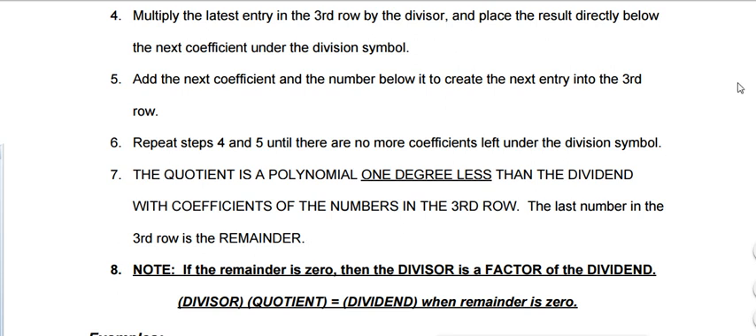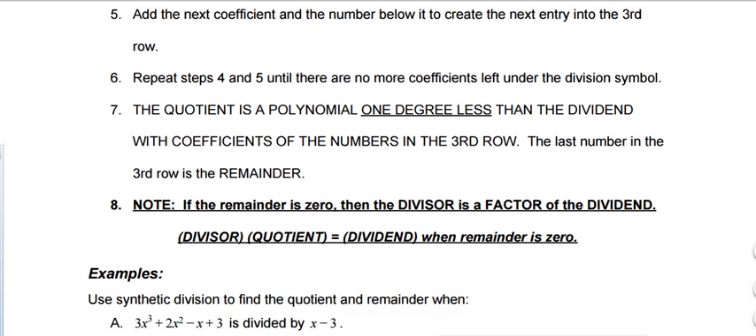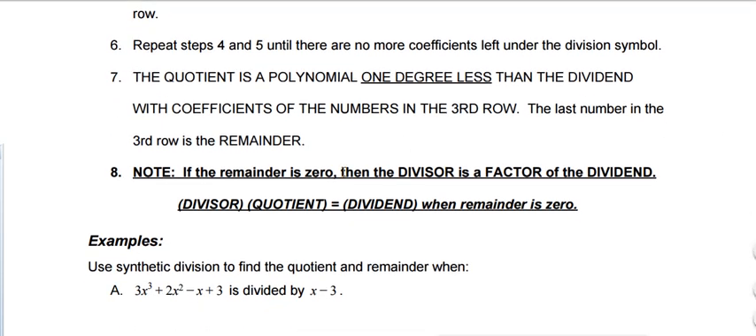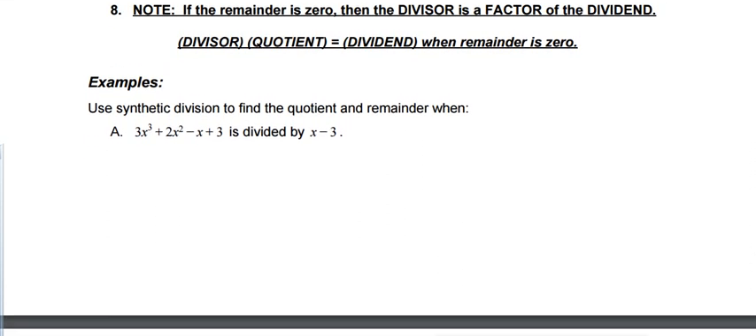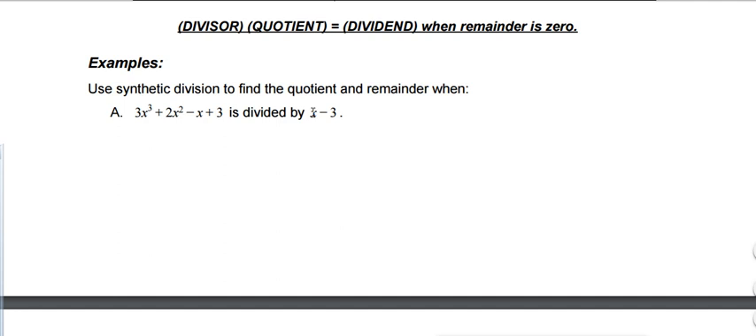So, a special note is if you do have a remainder of 0, that means the divisor was actually a factor of the dividend. So this is kind of a neat way to check to see if something is a factor of a larger polynomial. But you could only check factors that are of the form x minus c.